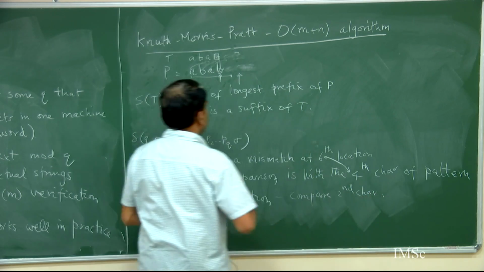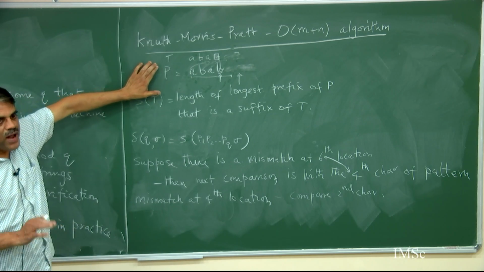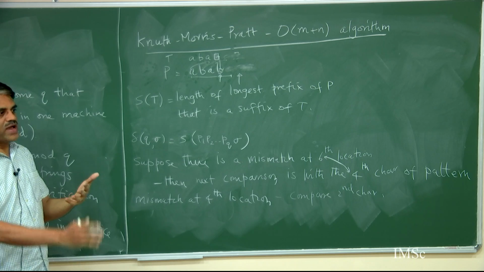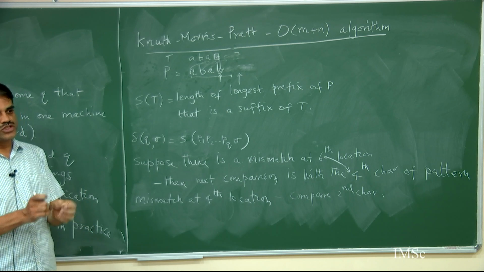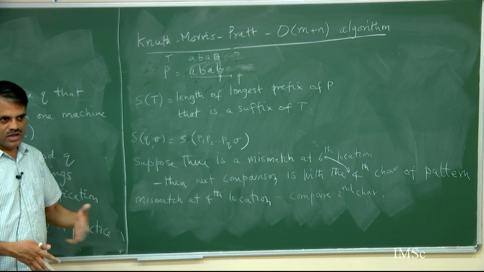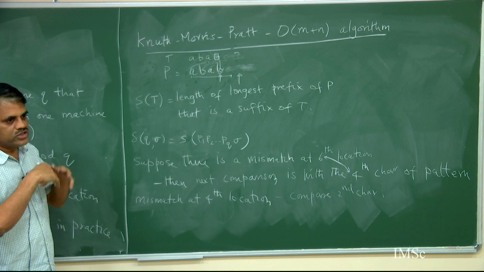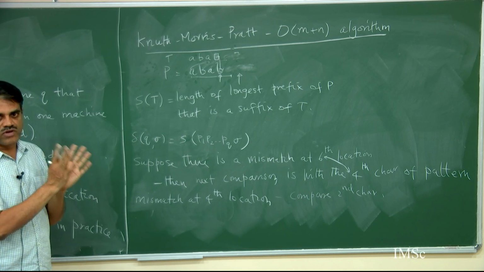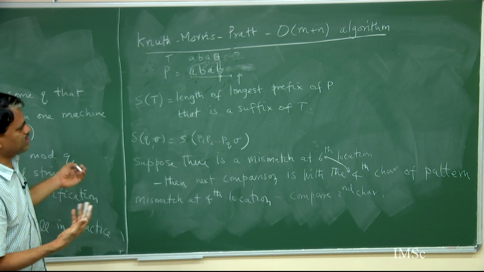So somehow, the knowledge of this requires only the pattern. From the pattern, if I manage to say if I have a mismatch at ith location, then which character of the pattern should I now do my next comparison? Let us call that a function, and if I pre-compute it and store it, then it tells me a way to just keep shifting and save a lot of comparisons from the naive algorithm. Okay. So, what is this number?